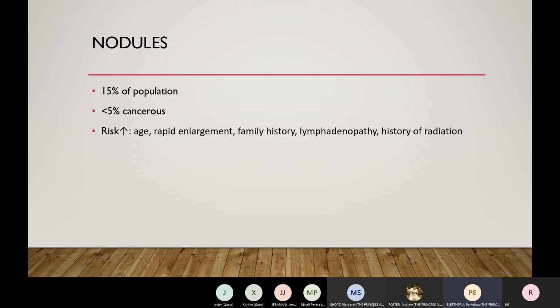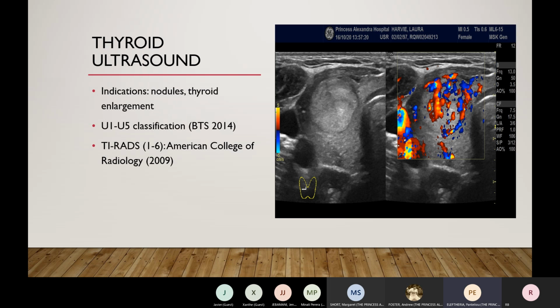When you assess a patient with a new nodule, things like age are important. Young people below 20 or old people over 60 have the greatest likelihood of malignancy, as do rapid enlargement, family history, especially MEN1, presence of lymph nodes, and history of radiation. They're all important when you're assessing your patient. And this is her ultrasound. So this is a 2 centimeter nodule, quite hyperechoic, well circumscribed, with a halo, and it's got mixed vascularity on the Doppler study.